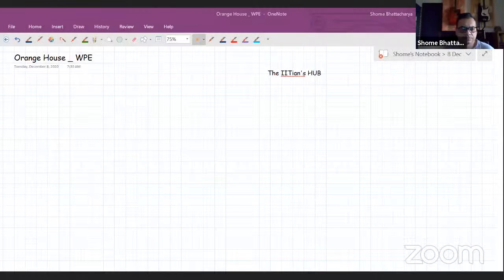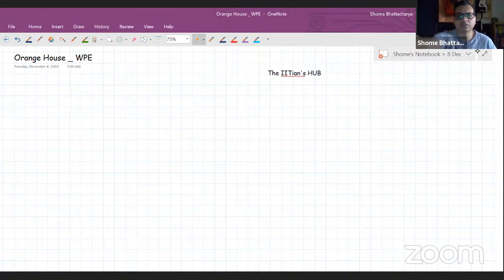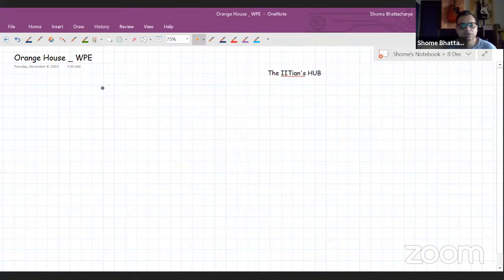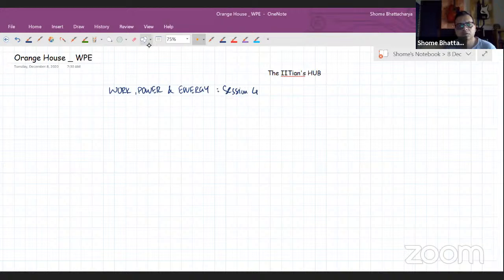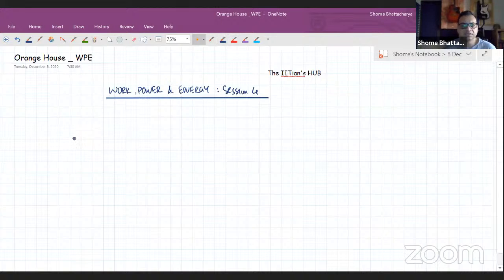Okay, now today we will start with another set of concepts, and we will start with the definition of something interesting. We will learn to classify forces. So today we will begin by understanding the classification of forces as conservative or non-conservative forces on the basis of a property of work done. Okay. So this is work, power and energy, session number 4. So as I said, we will start by understanding classification of forces as conservative or non-conservative forces.